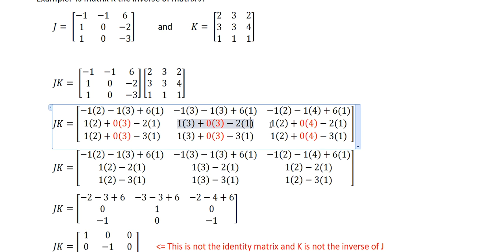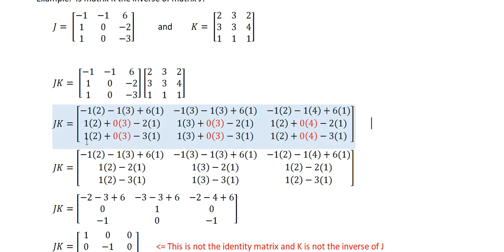Okay, so let's take a look here. This is the second column, third row. The second column is 1, 0, -2, but we're going to multiply each of those elements in turn by 2, 4, and 1. And that's going to be 0. This is an off-diagonal element, and that's what we expect.